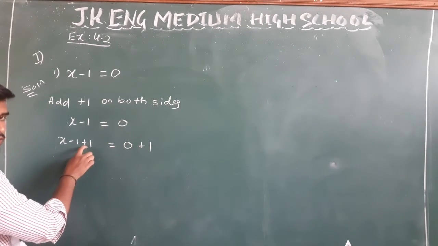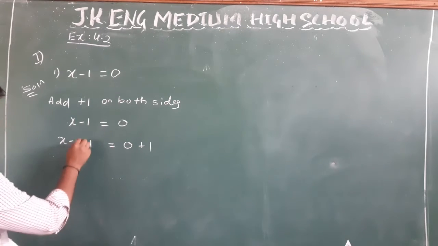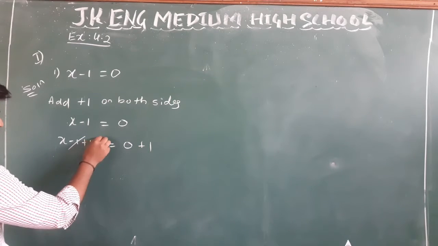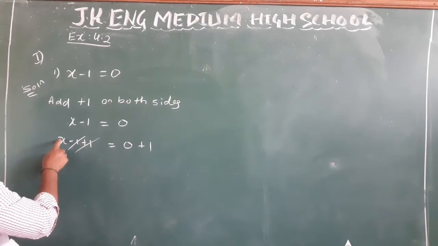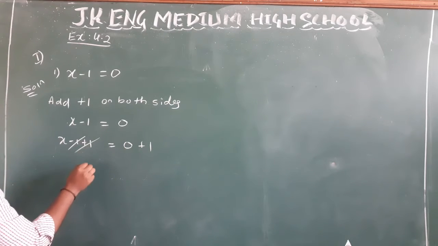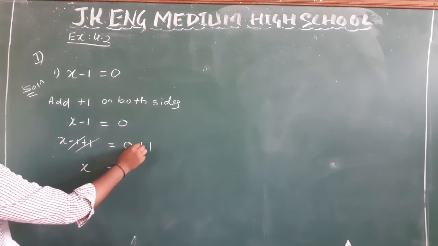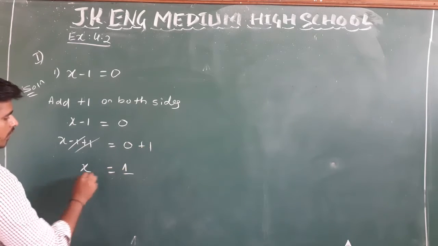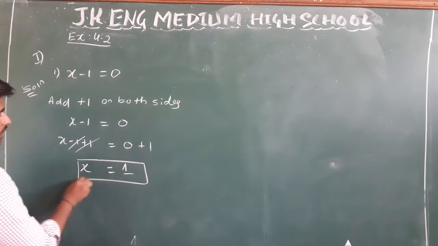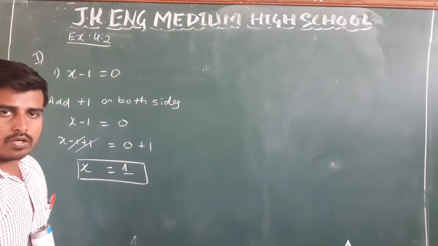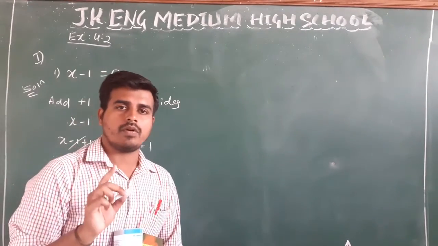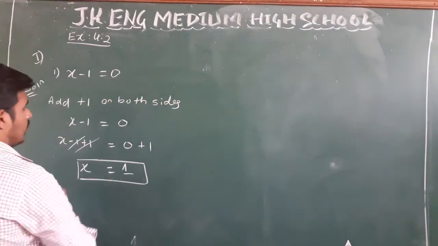Why am I adding this +1? To remove this -1. -1 +1 got cancelled. What remains? Only x remains. 0 + 1 will give you 1. Therefore, the solution of the equation. What is the value of x? The value of x is the solution of the equation. Remember, x is equal to 1.